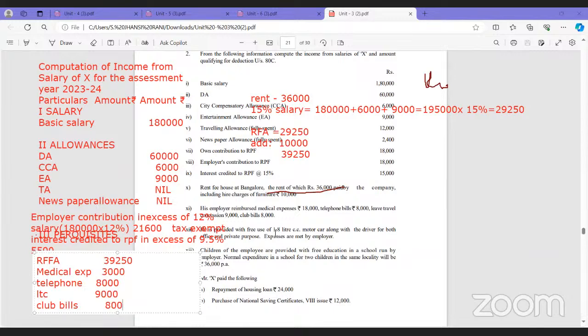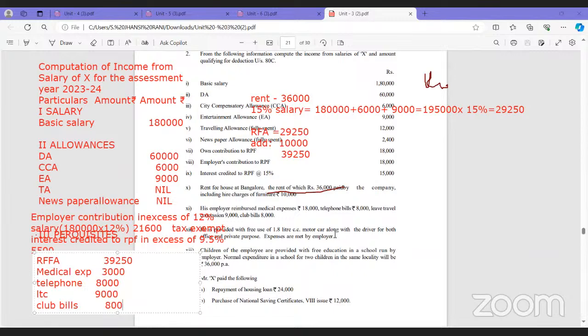Whenever it is more than 1.6 and the expenses are met by the employer, the rule is 2,400 per month. A driver is also provided along with the motor car. For the driver there will be separate charges, that is extra 900 rupees. So 2,400 plus 900 will be 3,300, into 12 months it will be taken.